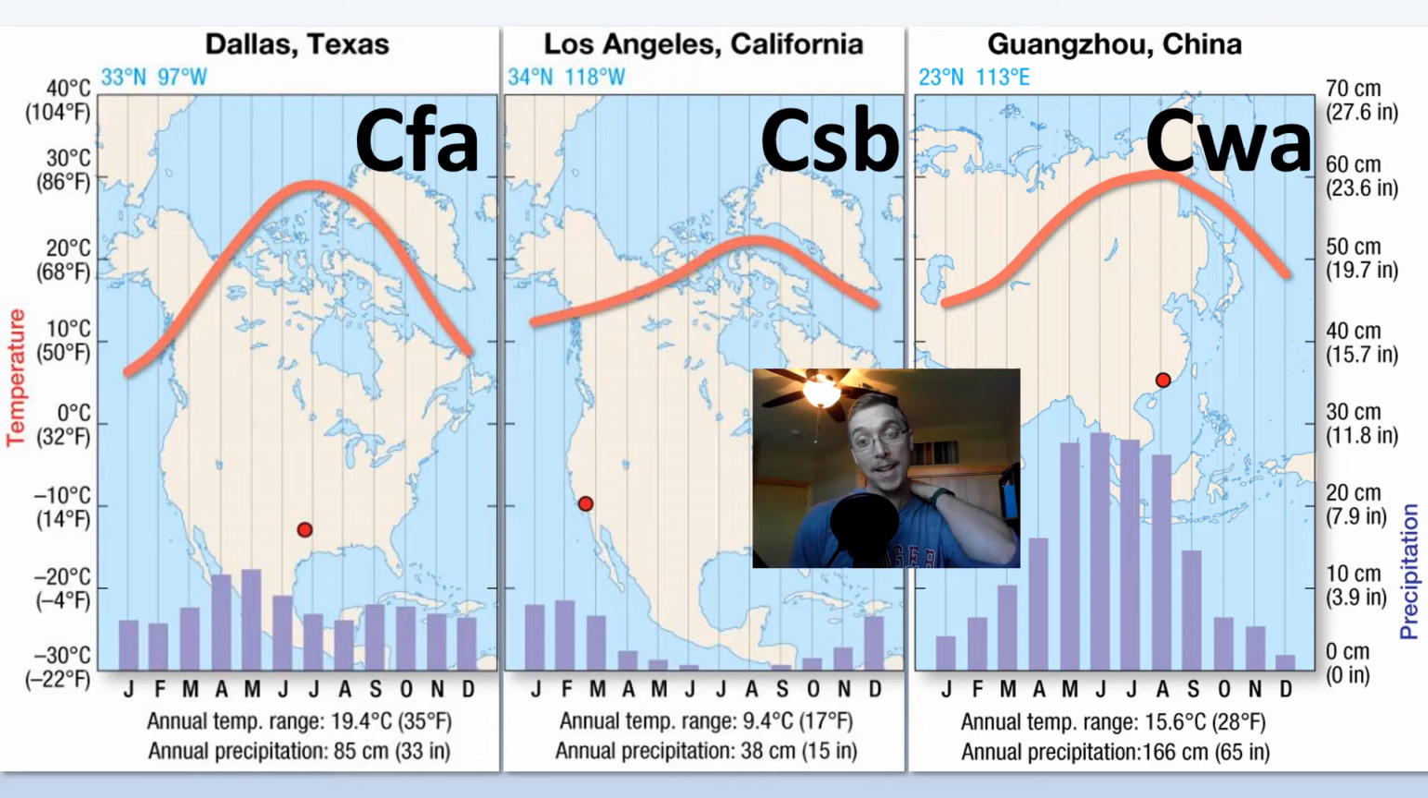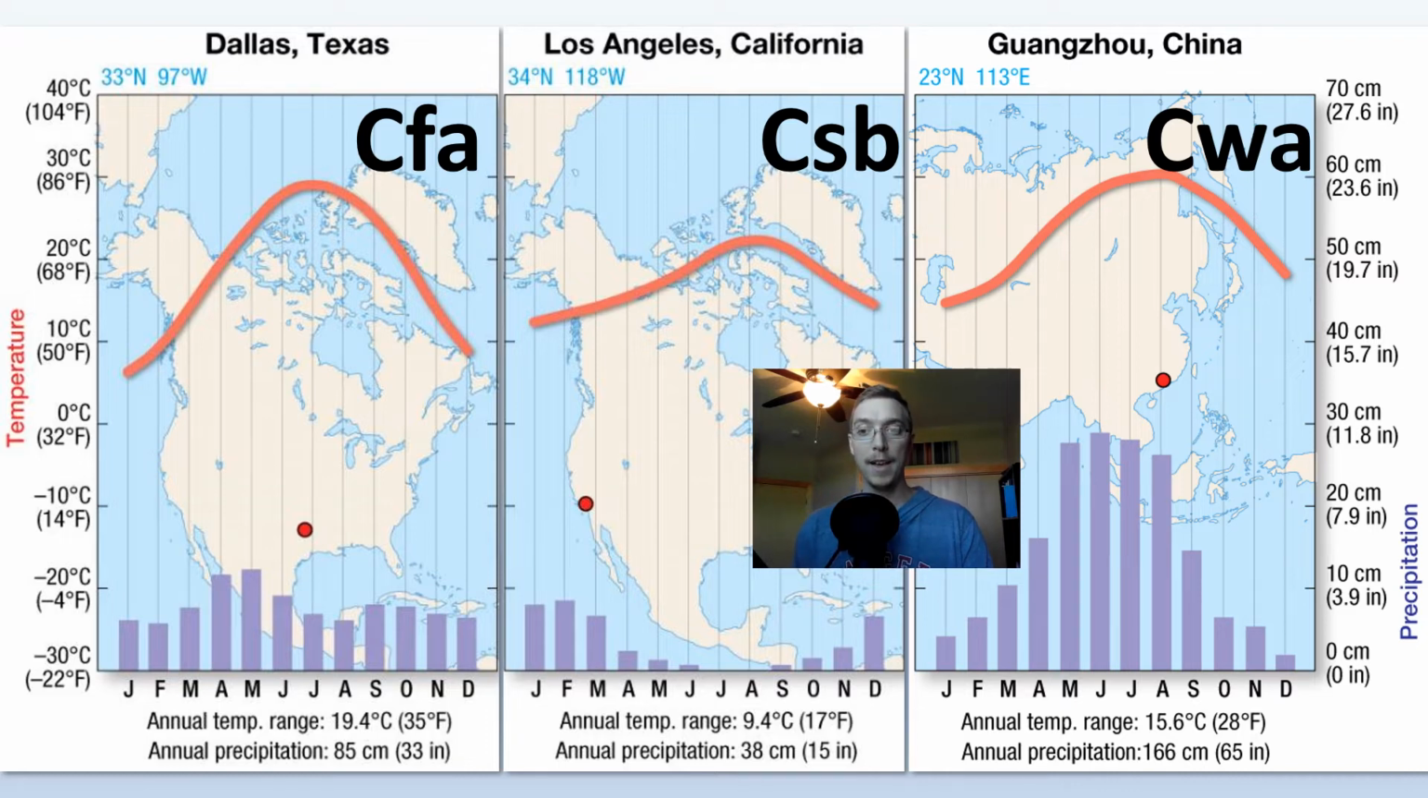What'd you come up with for Dallas? Note that the temperatures dip below 10 degrees Celsius, but stay above -3 degrees Celsius in the colder months. The warmest month is hotter than 22 degrees Celsius, and at least 4 months are over 10 degrees Celsius. And the precipitation trends don't meet the criteria for a CW or CS climate.